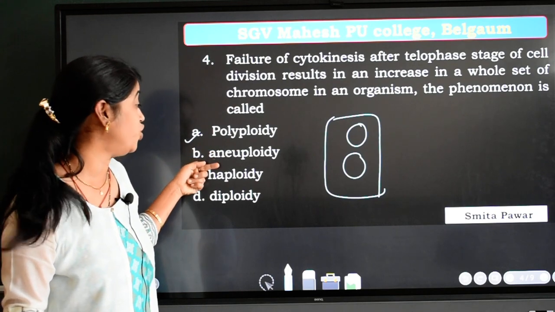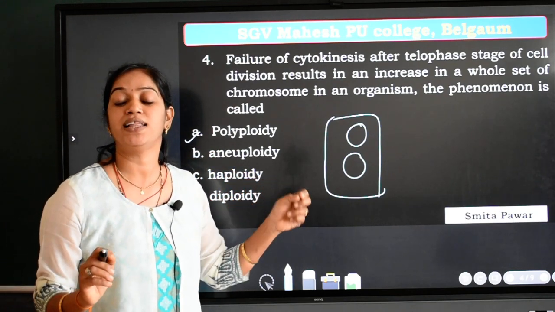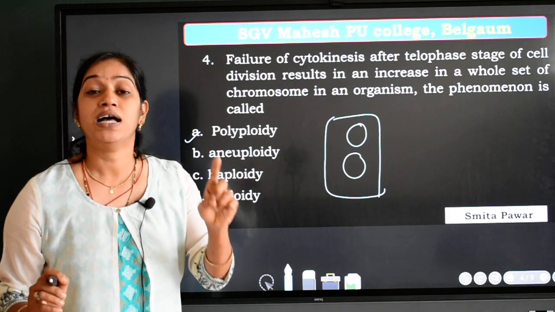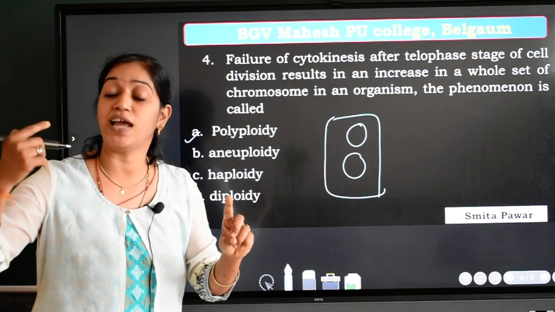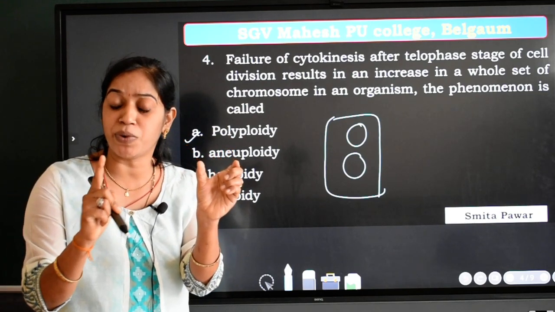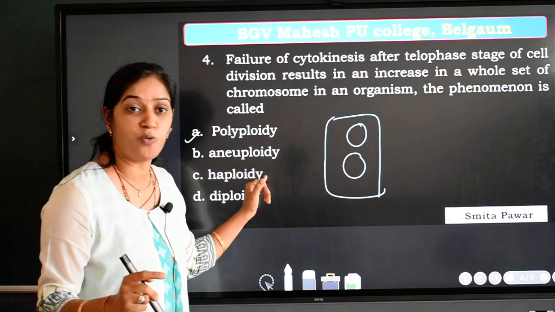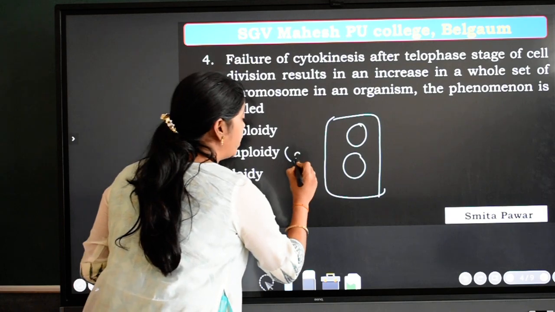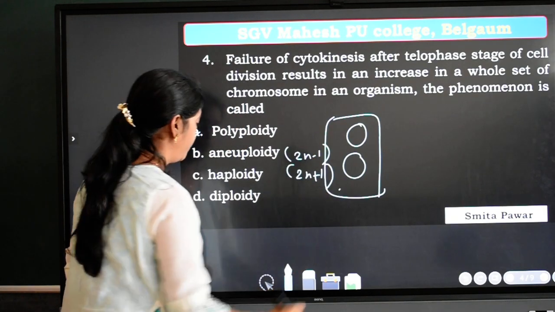What does aneuploidy mean? See students, in genetic disorders you have seen that there are a few conditions in which the loss of a single chromosome may take place, or the addition of one extra chromosome may take place. So if the chromosome number varies by one from the set, then we call it aneuploidy. We write it as 2n minus 1 or 2n plus 1.